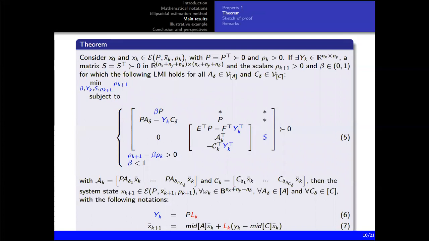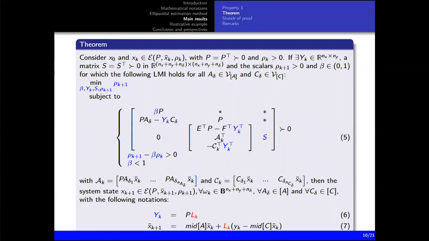Here is the main result of this paper, which answers our objective. Consider an initial state vector x0 belonging to the ellipsoidal set E0, and assume that at time k, the state belongs to the ellipsoid Ek.